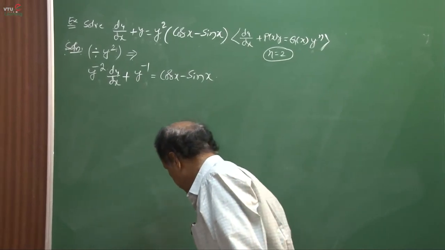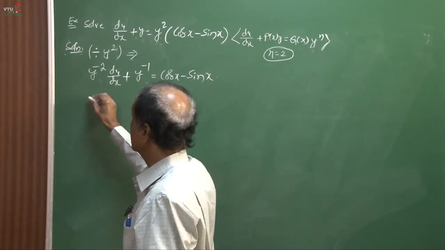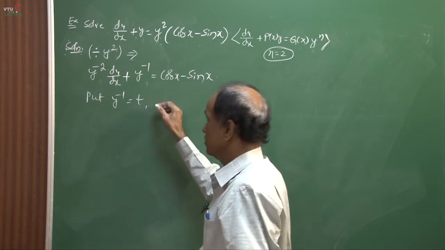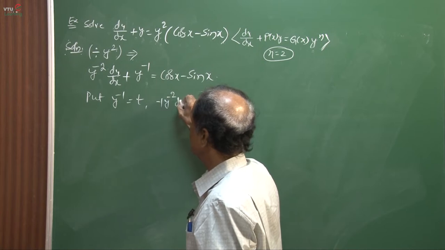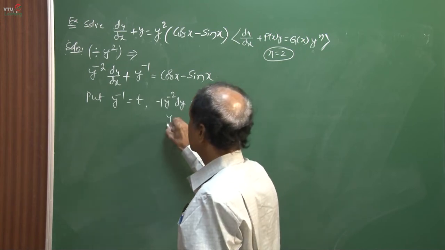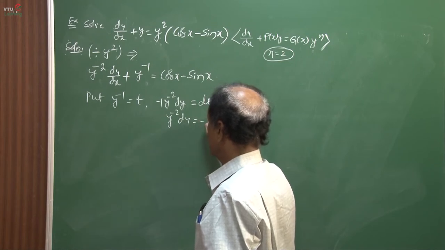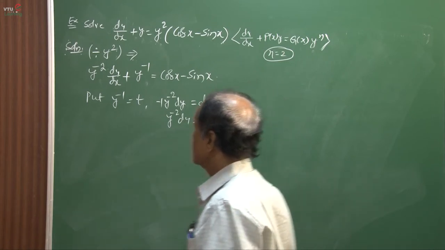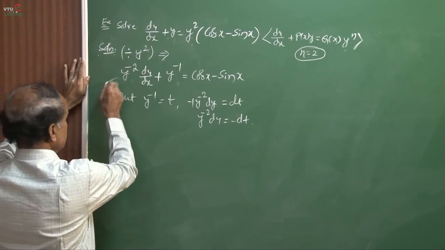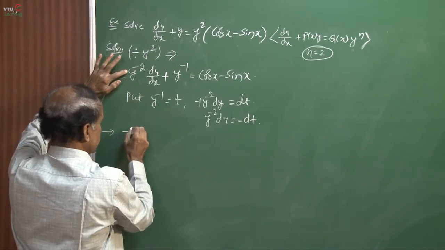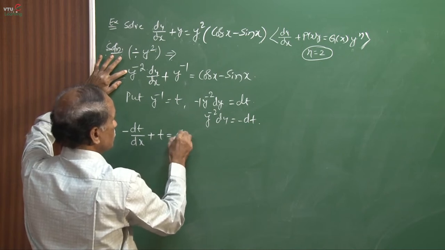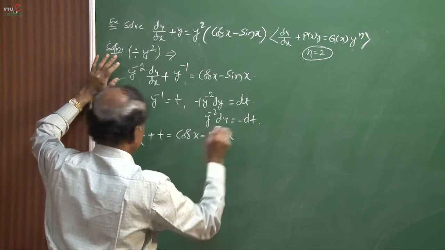Then this substitution will be chosen for the differentiation. Put y to the power minus 1 equal to t. This gives, on differentiation, minus 1 into y to the power minus 2 dy, because this term should be present here, equal to dt. So y to the power minus 2 into dy is equal to minus dt. Minus dt is to be replaced in place of y to the power minus 2 and dy. This gives minus dt by dx plus t is equal to cos x minus sin x.